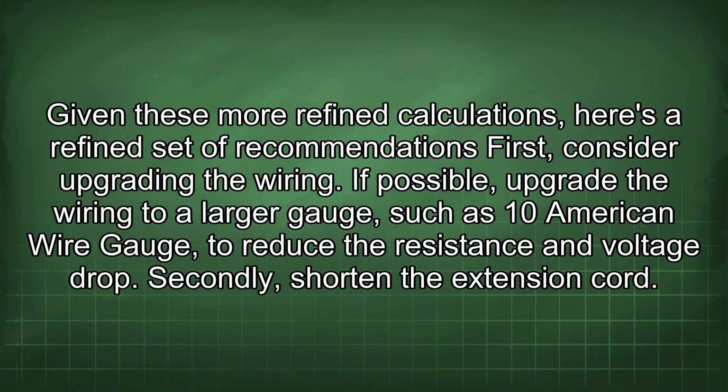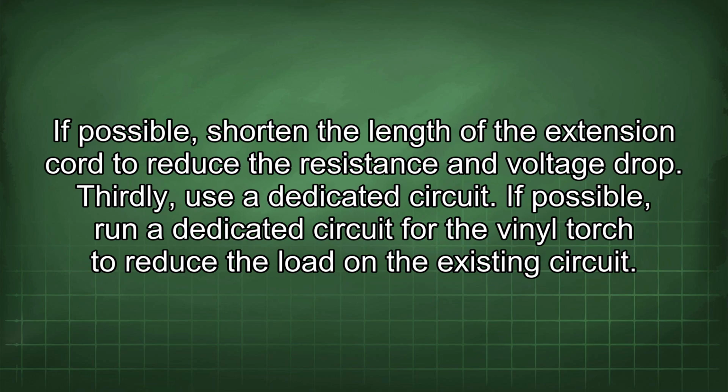First, consider upgrading the wiring. If possible, upgrade the wiring to a larger gauge, such as 10 American wire gauge, to reduce the resistance and voltage drop. Secondly, shorten the extension cord. If possible, shorten the length of the extension cord to reduce the resistance and voltage drop. Thirdly, use a dedicated circuit. If possible, run a dedicated circuit for the vinyl torch to reduce the load on the existing circuit.